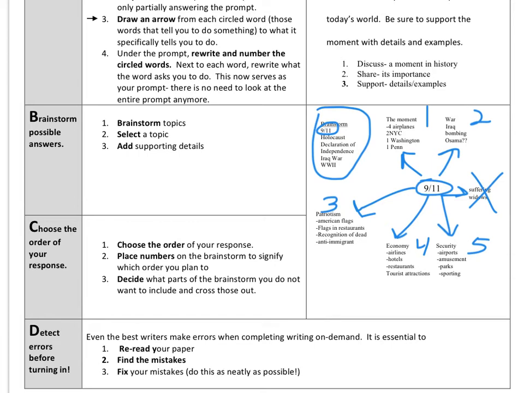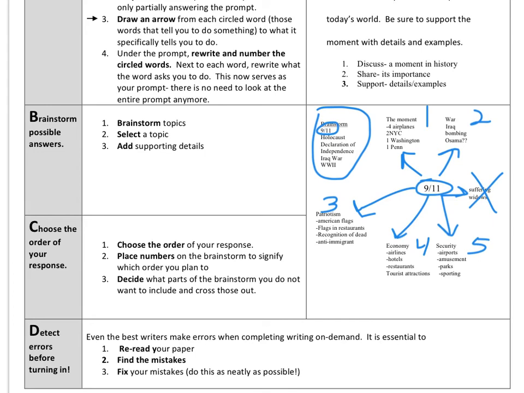So not including the time that you have spent carefully reading the materials given to you, this entire process from A, B, and C should take about 5 minutes. Attacking the prompt should take between 30 seconds and a minute. Brainstorming ideas should take between 30 seconds and a minute. Adding supporting details after you've chosen a topic should take about 3 minutes. And then choosing the order of your response should take less than a minute.